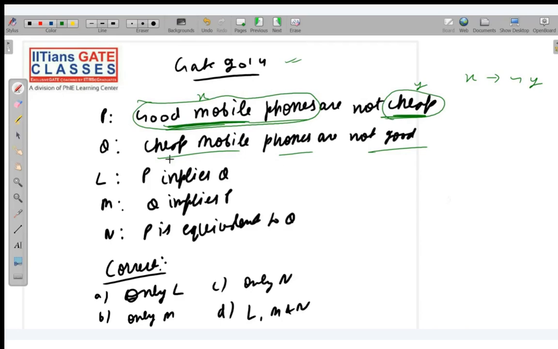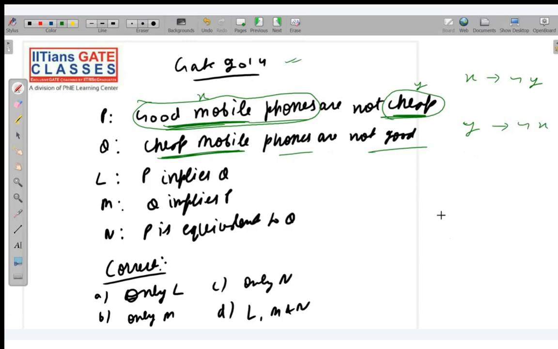Now see this, cheap mobile. Cheap I am taking as Y, so not cheap was not Y. Cheap mobile is Y only. Cheap mobile phones are not good means if a mobile phone is cheap, then it is not good. This is the general perception of everybody. So Y implies, good mobile is X, so not good means not X.